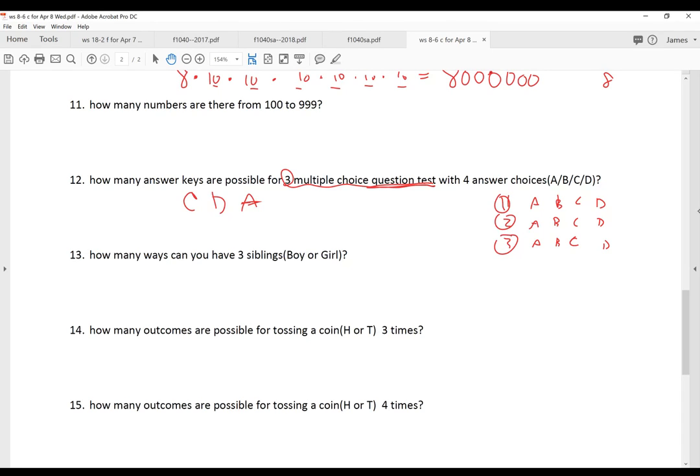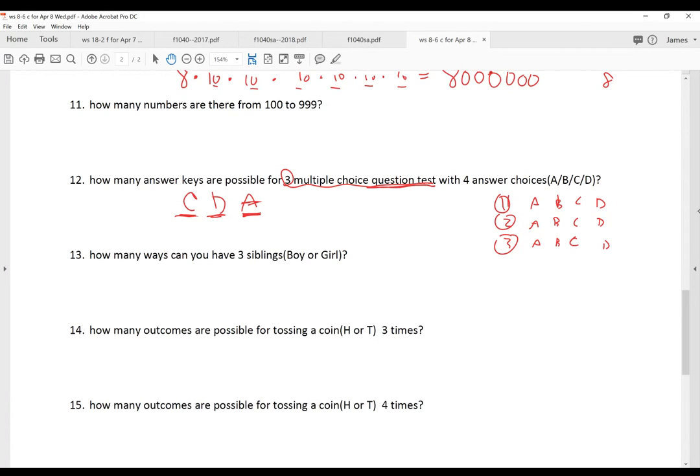So out of those 3 questions, one possible answer key would be CDA, or it could be AAA, or it could be ABC, or any. There are a lot of answer keys possible, but this is just one example. Now we've got to figure out how many answer keys are possible.